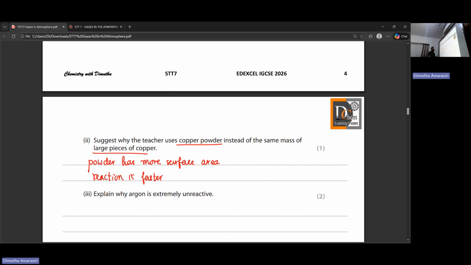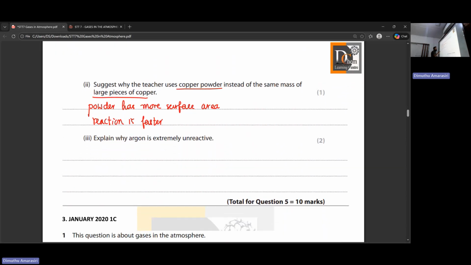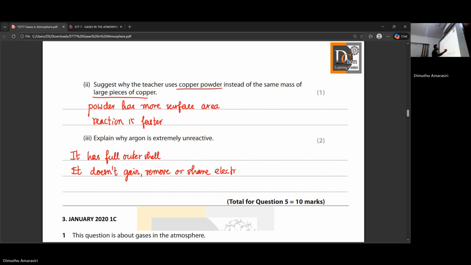Explain why argon is extremely unreactive. It has a full outer shell. In the atom, it has a full outer shell. So it means the atom doesn't gain, remove, or share electrons. That's why it's inert, unreactive or inert.